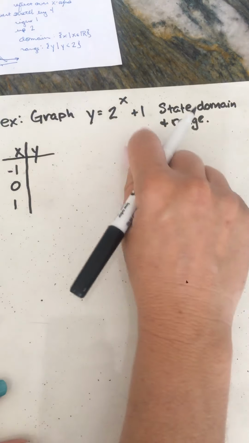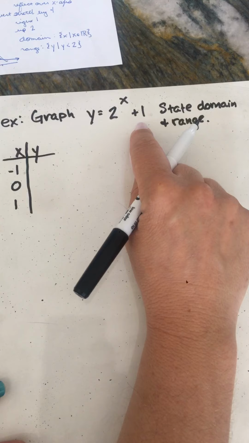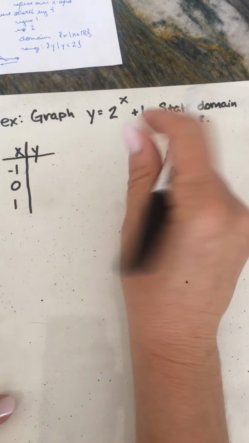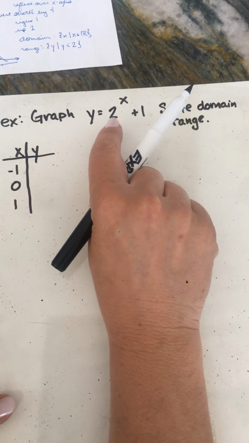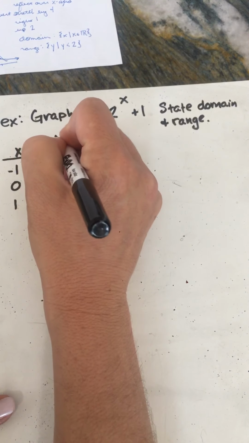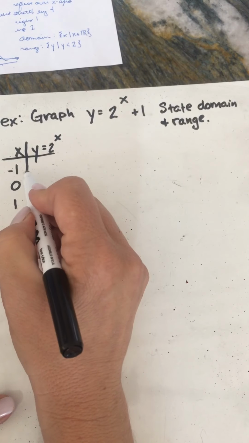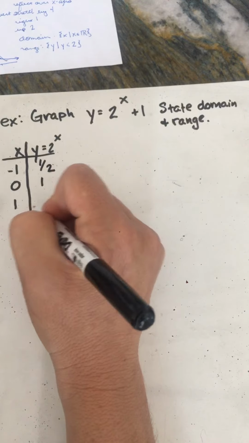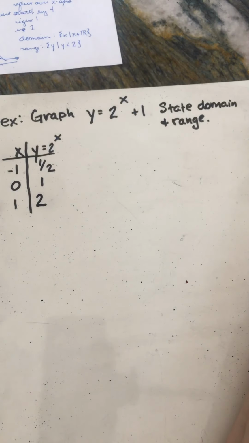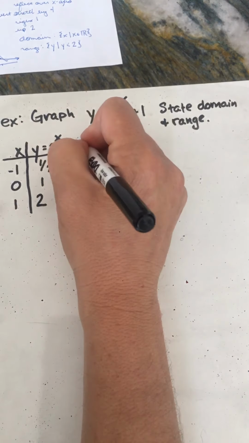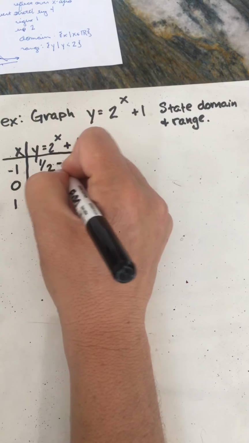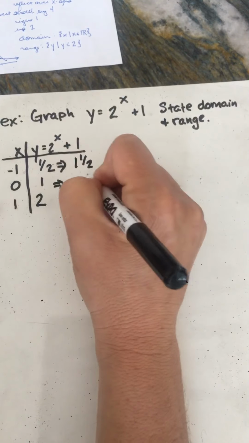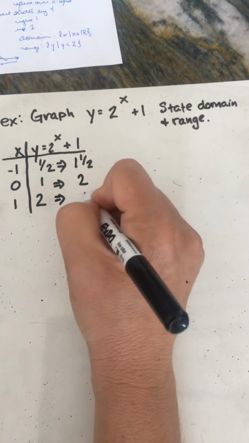Okay, so let's not do the translation. I know everything goes up 1, but let's not do it for a second. So if I just have y equals 2 to the x, my output will then be, well, if it's negative 1, I'll have a half. If it's 0, it's 1, and if it's 1, it's 2. All right, but this is plus 1, so that means you're going to take your values and add 1. So this will be 1.5. This will become a 2. This will become a 3.